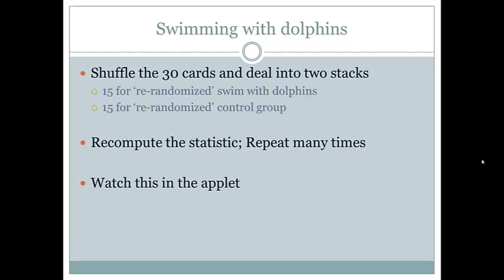If we shuffle the 30 cards and deal them into two stacks, one stack representing people who swam with dolphins, another stack of 15 representing the people who did not swim with dolphins, then we will have simulated the null hypothesis. Take your index cards, some blue, some green, representing values of the response variable, shuffle and deal them into two stacks representing values of the explanatory variable. Find the statistic, repeat this many times. Let's show you this in the applet.